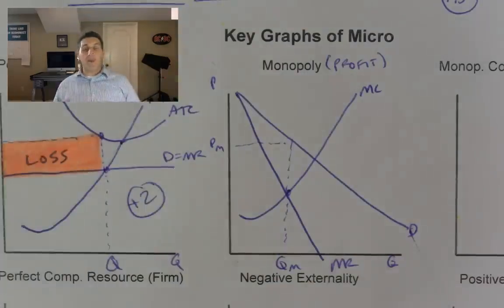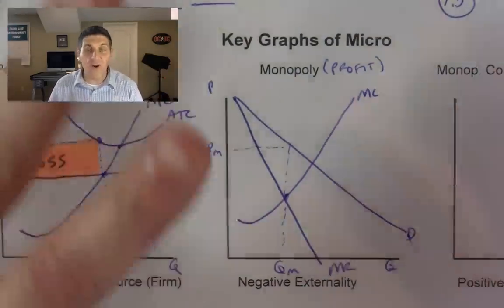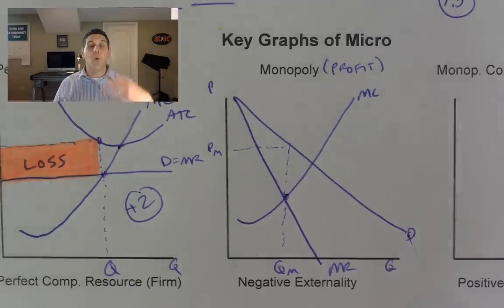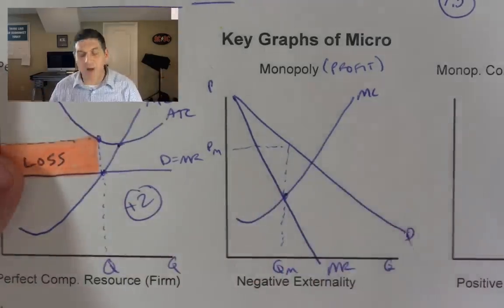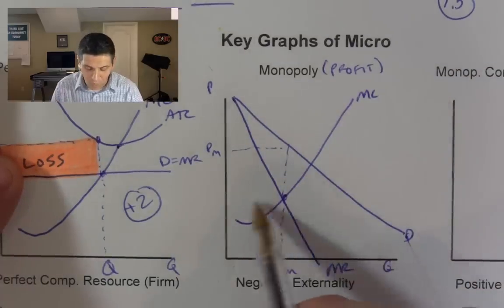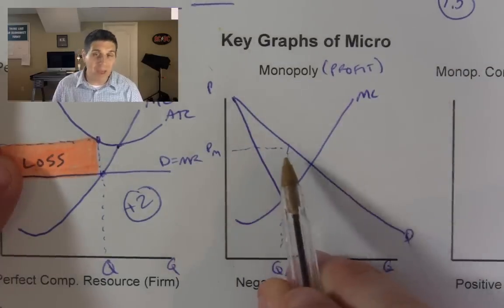Now, it doesn't matter where your ATC goes. If you draw this first, you're going to get that point, right? So 1 point for drawing demand, marginal revenue, marginal cost with the right quantity. Don't do price over here. That's just silly. You charge people what they're willing to pay, right?